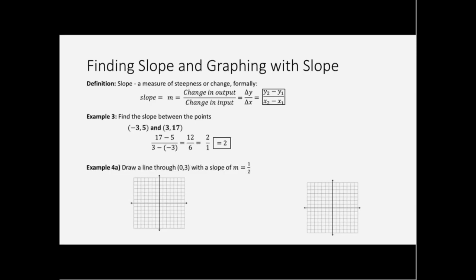Okay. So moving on, we're going to use this idea of slope to actually draw lines. So we have a line, we want it to go through (0, 3), and we want that line to have a slope of 1/2. So if I'm going to draw that line, what I'm going to do is identify what my slope is, and a common way to remember it is that slope is rise over run, which means that rise is my change in output, my run is my change in input, or my rise is my change in y, my run is my change in x.